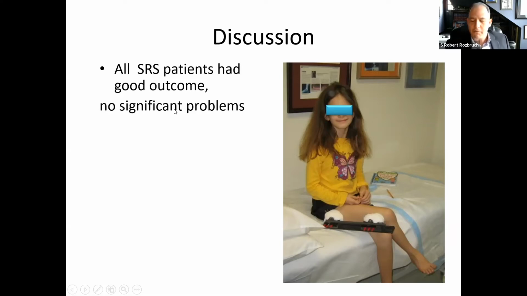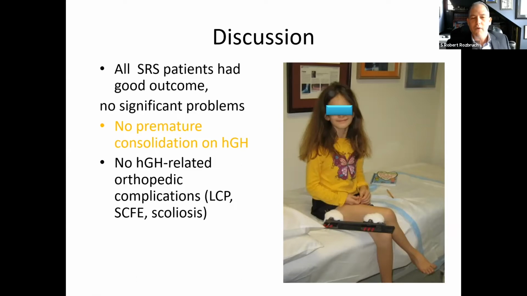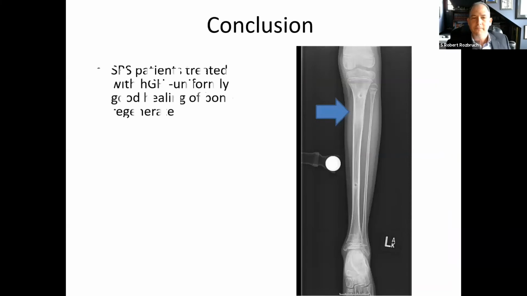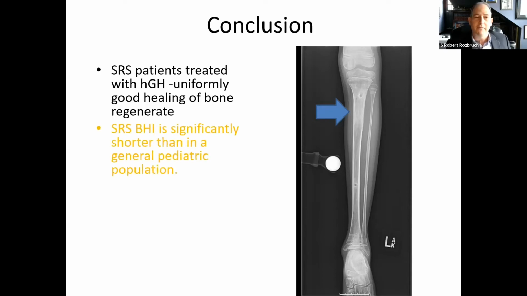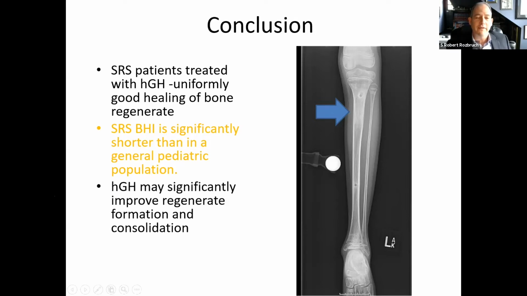We had no significant problems in this group of patients. We had no premature consolidations on human growth hormone, and we had no HGH-related orthopedic complications. We found that the RSS patients uniformly had excellent bone healing. The bone healing index was significantly shorter than in the general pediatric population treated at the same institution by the same surgeons. And we concluded that human growth hormone may significantly improve regenerate formation and consolidation.